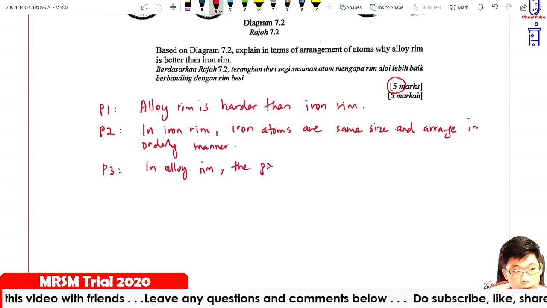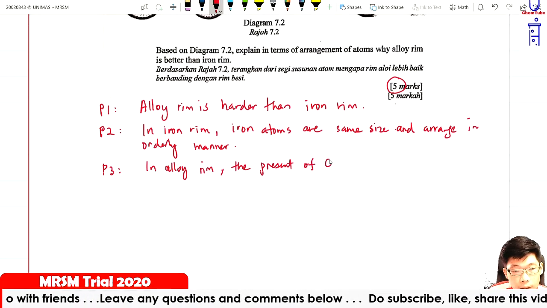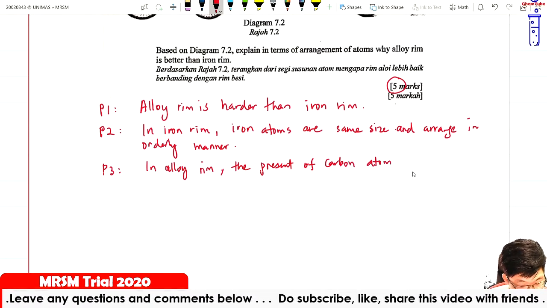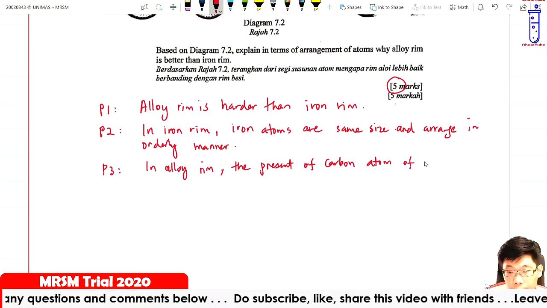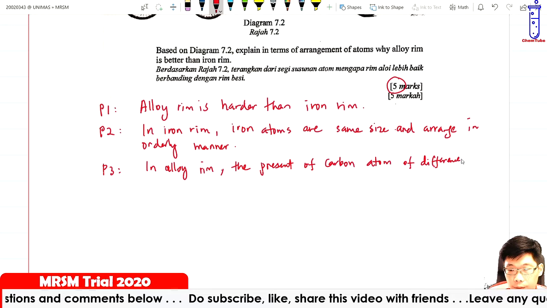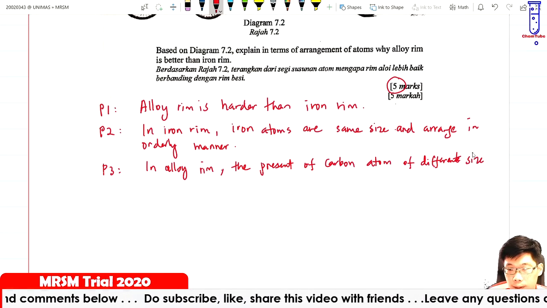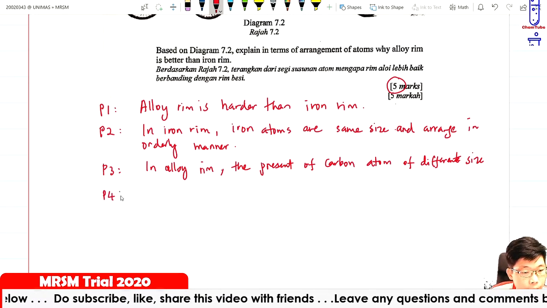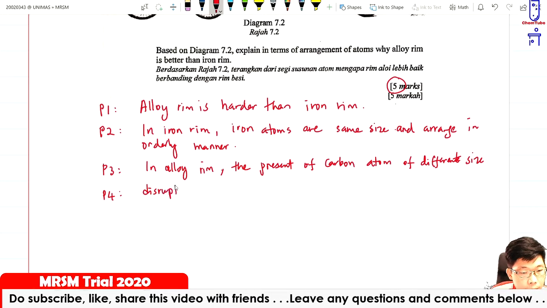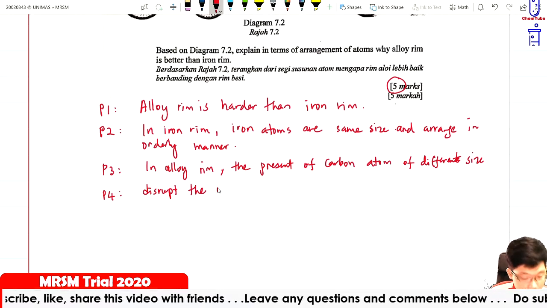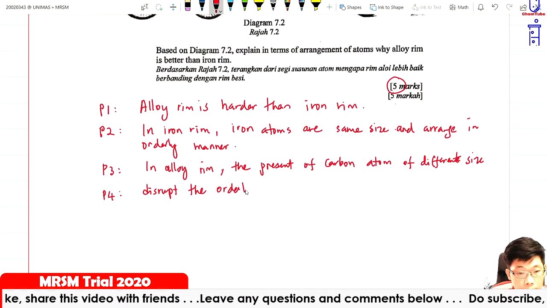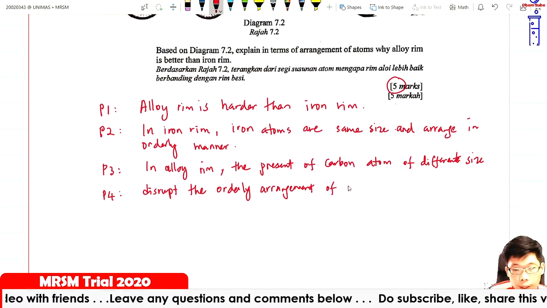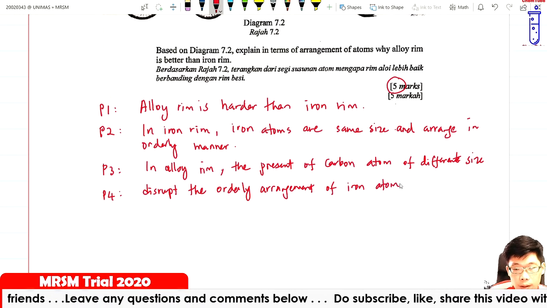The presence of carbon atoms, right? Okay, carbon atoms of different size. Okay, you can mention about the different size. Point number 4, disrupt the orderly arrangement of iron atoms.